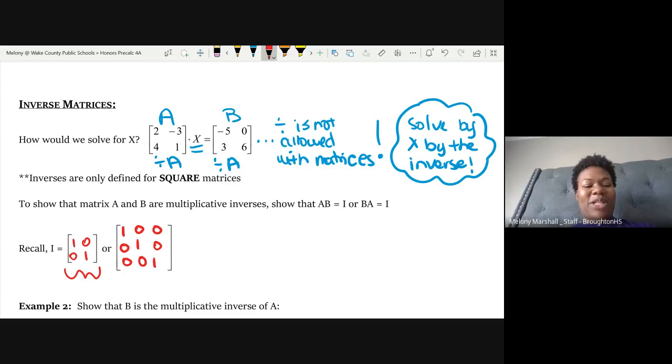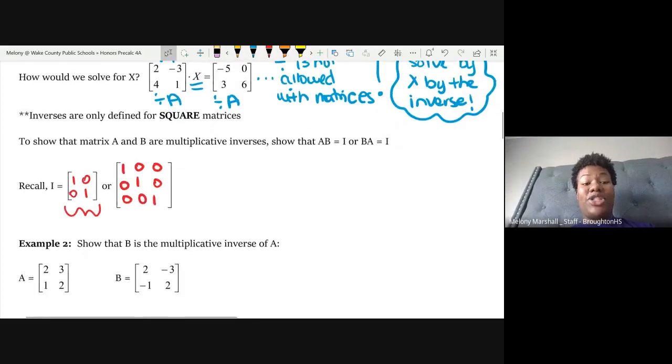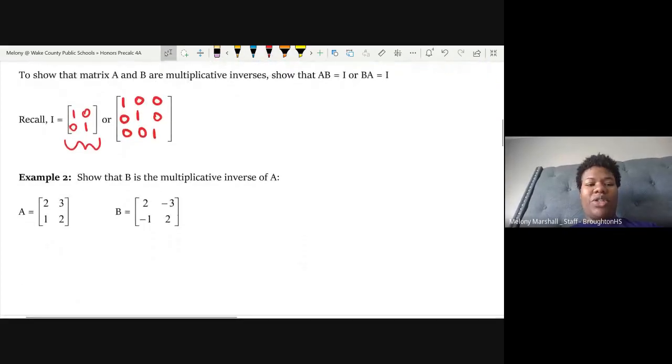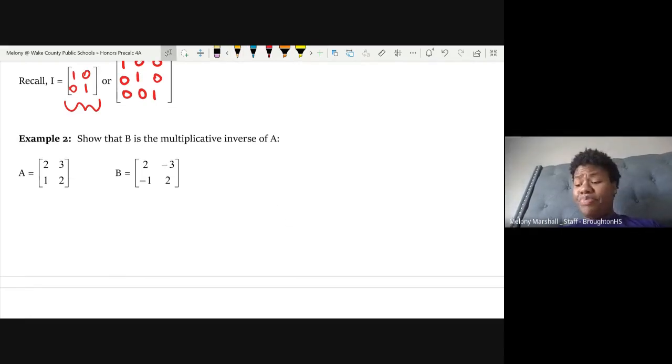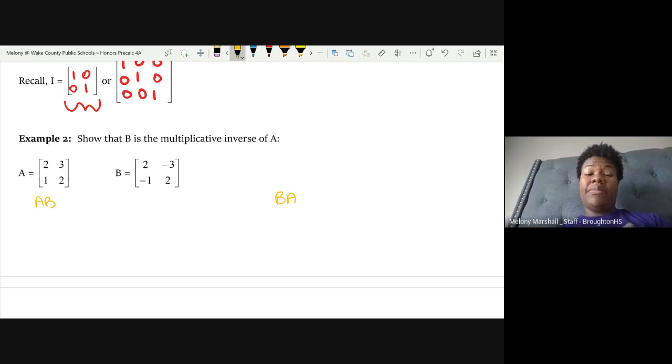So we have this I matrix. Now let's show, for example, number 2, that A and B are multiplicative inverses of each other. So what in the world does that mean? Well, that means you've got to do a little bit of work, like twice, because you have to check both ways: A times B, and then, yes, indeed, check B times A, because they both have to multiply to get the I matrix in order to be multiplicative inverses.